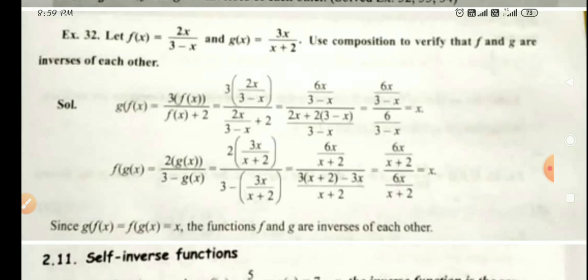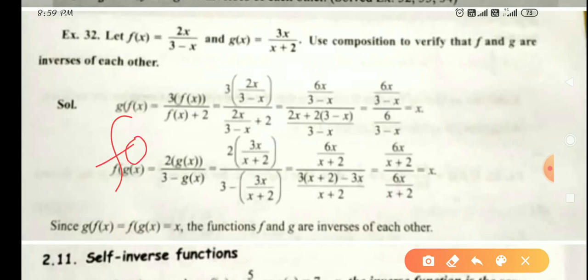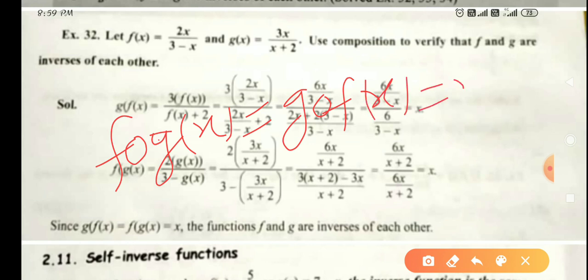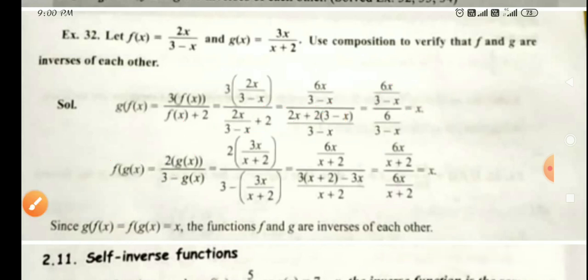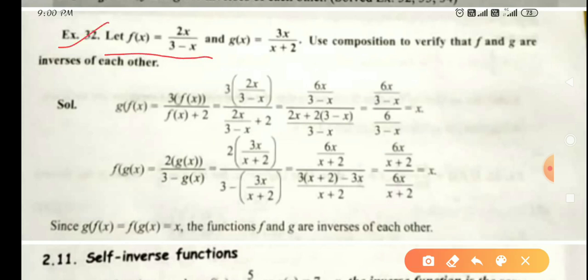fog x equals gof x equals x. If they are the inverses of each other, then the condition will be fog x equals gof x equals x. You can see this example, it is given as example 32: fx equals 2x upon 3 minus x, gx equals 3x upon x plus 2. Use composition to verify f and g are inverses of each other.